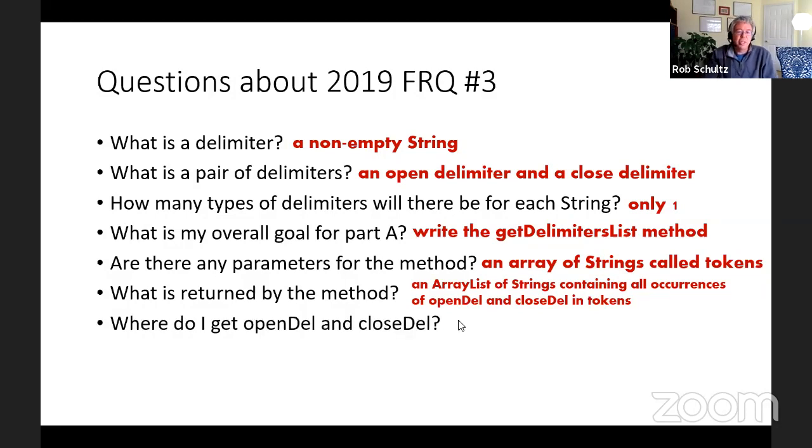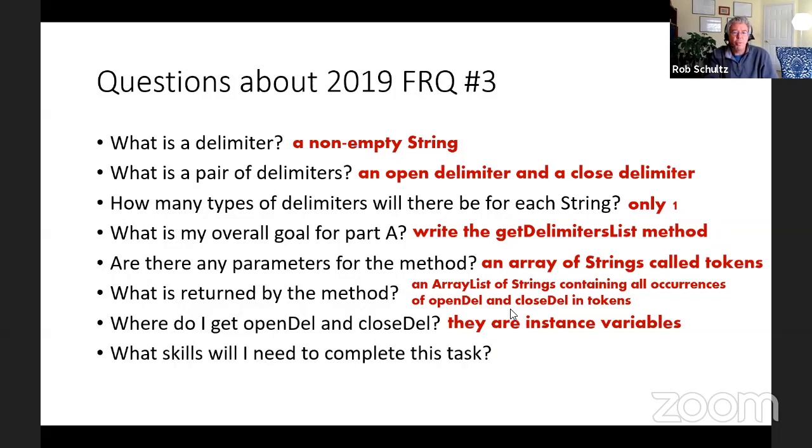And we've got two questions left. Where do I get open del and closed del, since that's what we're actually putting into our array list? Well, those are our instance variables. Those are things that are already set for us. And then the last question, what skills will I need to complete this task?